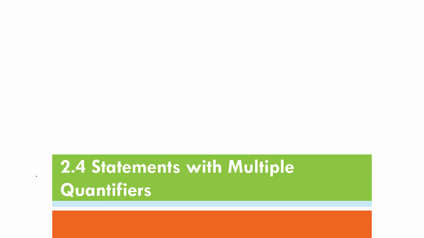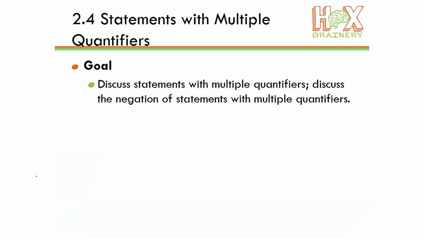Section 2.4, Statements with multiple quantifiers. So our goal for this section is to go over statements that contain multiple quantifiers and discuss how to negate these statements. In the previous section, we went over negations for statements that just had one quantifier, just the universal or just the existential. In this section, we're going to have a statement that contains both the universal and the existential quantifiers.